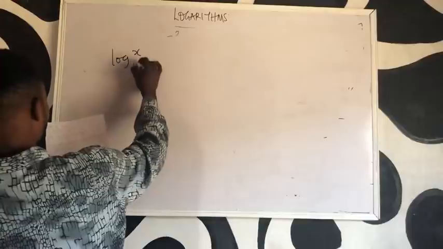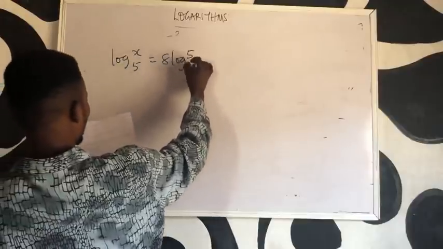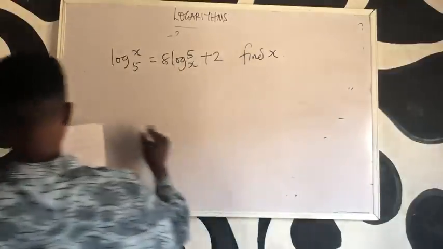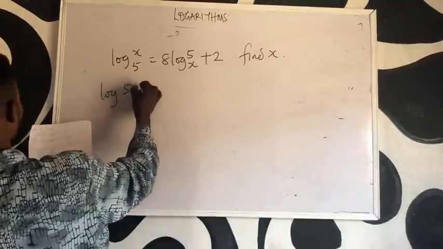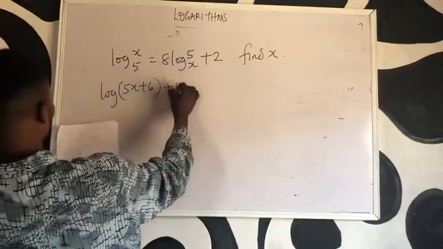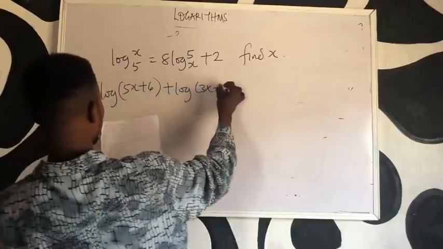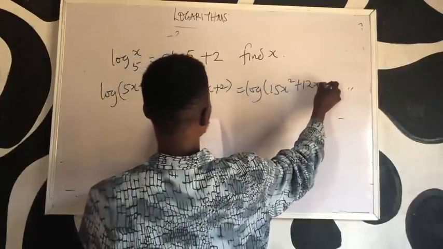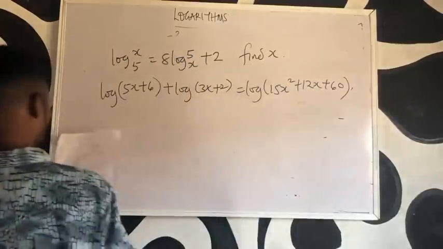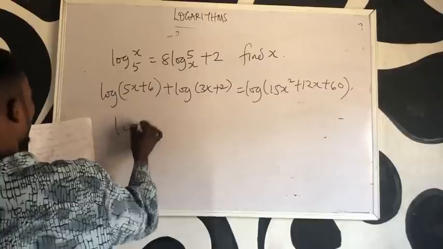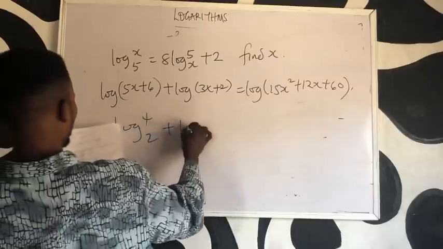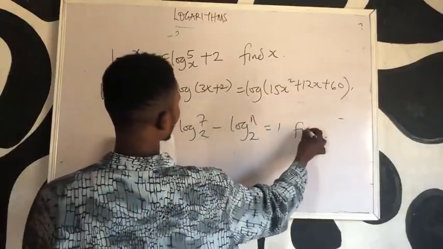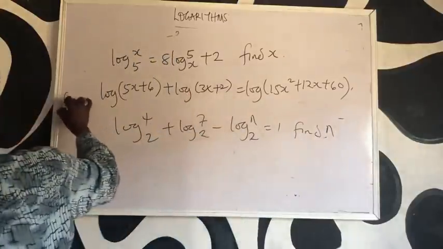Log x base 5 is equal to 8 log 5 base x plus 2. Find x. Log 5x plus 6 plus log 3x plus 2 is equal to log 15x squared plus 12x plus 60. And log 4 base 2 plus log 7 base 2 minus log n base 2 is equal to 1. Find x if.